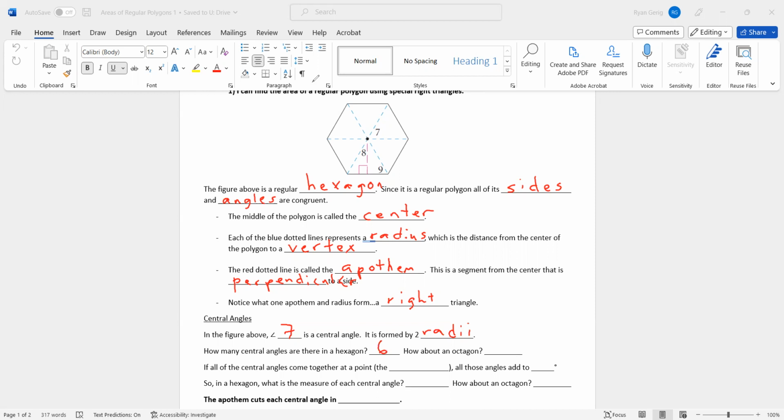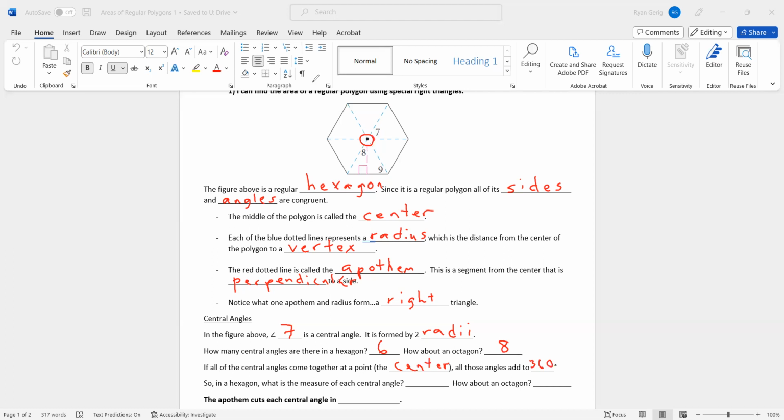Let's say we had an octagon. How many would there be then? There would be 8. If all of the central angles come together at a point, which they do, they all come together at the center. What do they add up to? Well, if they all add up to the center, which is a circle, how many degrees in a circle? 360.